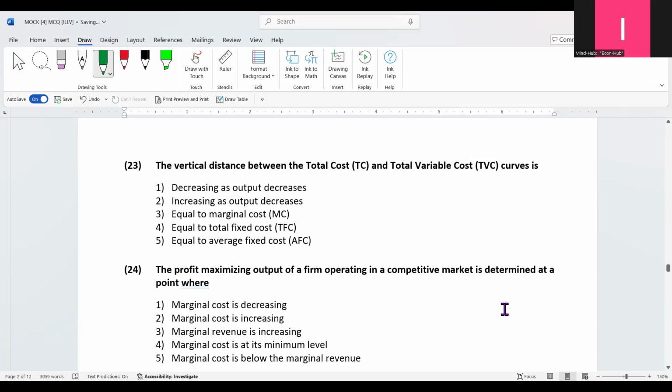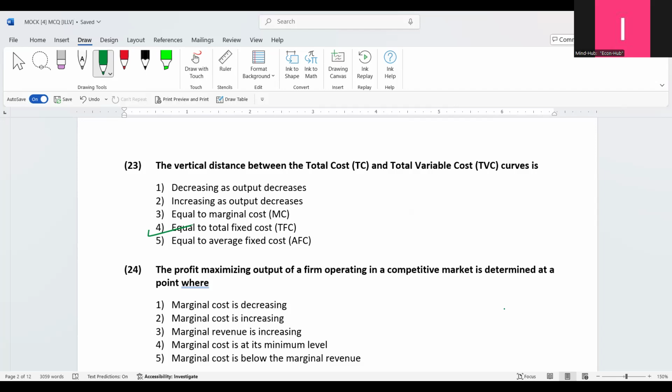Question 23. The vertical distance between the total cost and the total variable cost curve is the vertical distance between TC and TVC, total cost and total variable cost. The difference would be average fixed cost. Is it? No, total fixed cost. Correct answer number 4. Not average fixed cost, it's total fixed cost. So correct answer number 4.